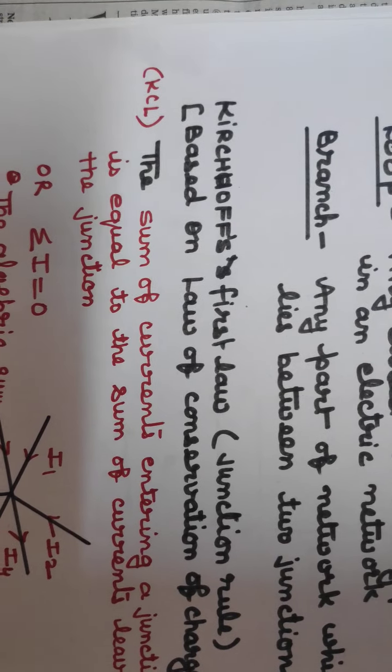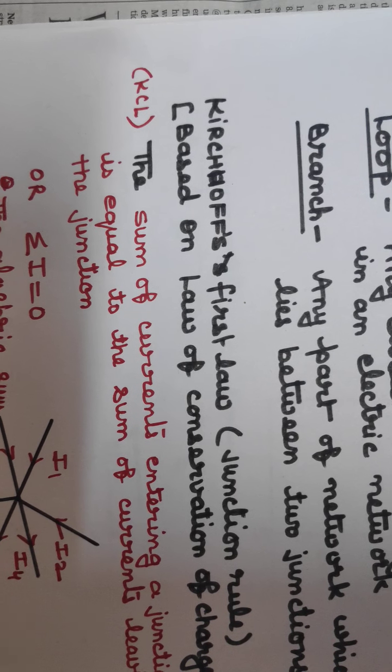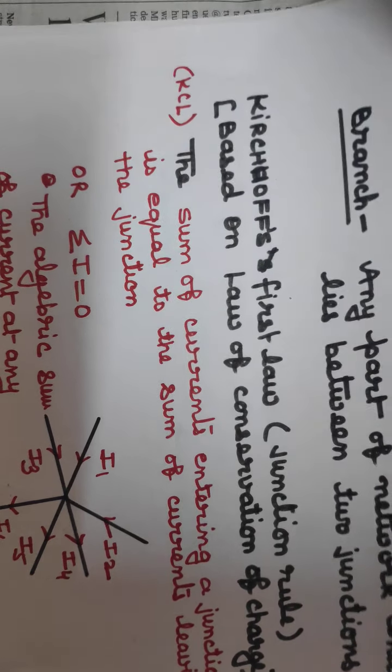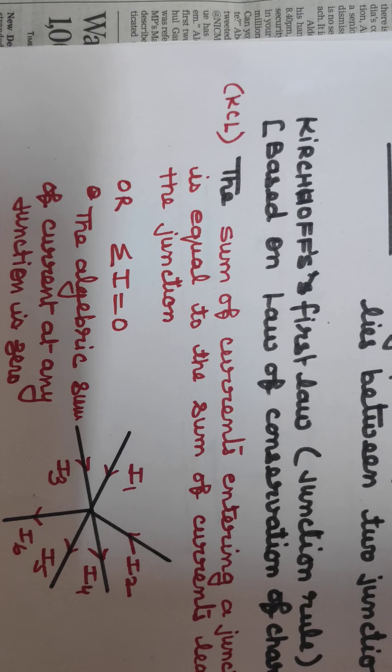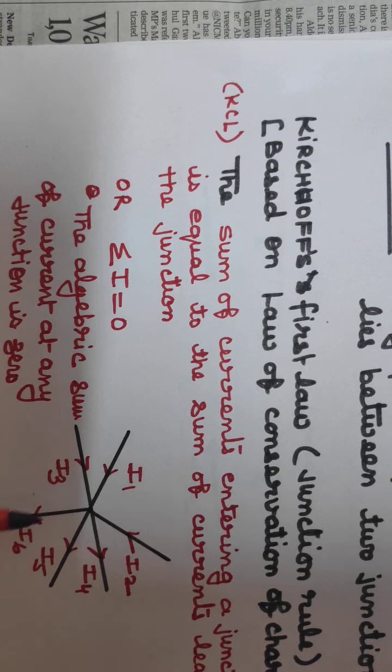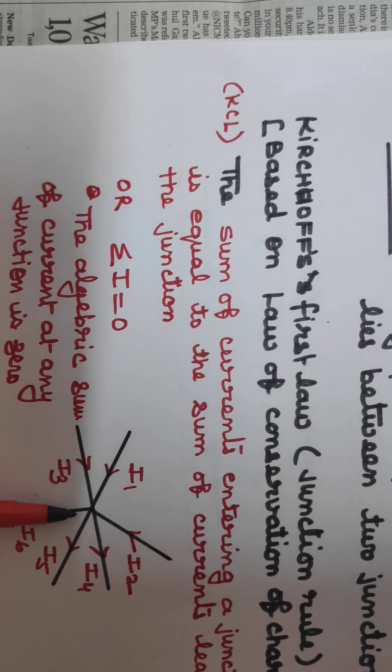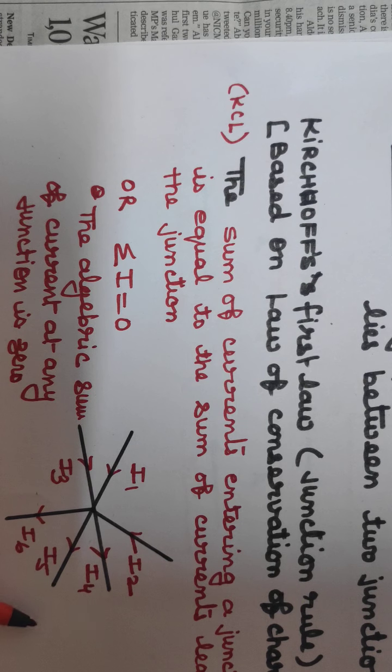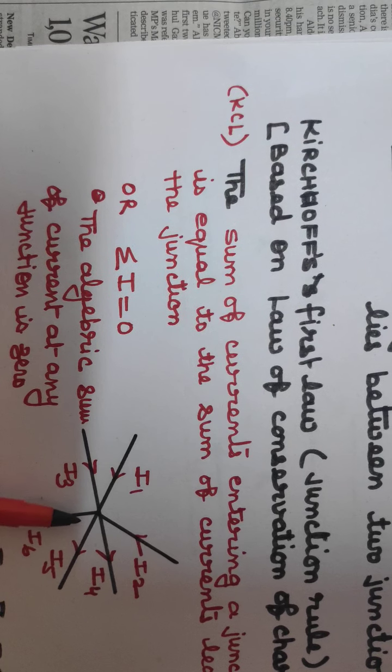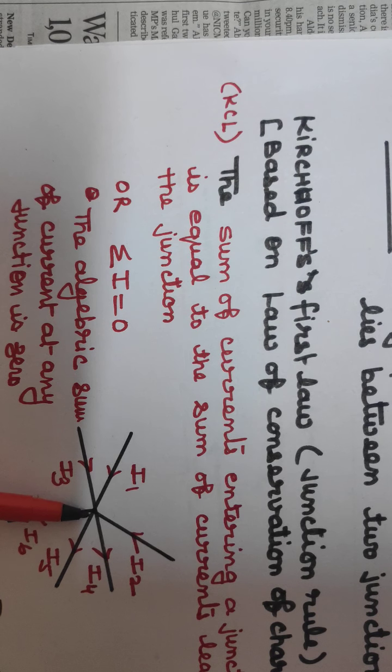Now Kirchhoff's first law, also called the junction rule. If a number of conductors are joined at a point, then at that point the sum of incoming current will be equal to the sum of outgoing current. There is no source of current at the junction and no collection of current at the junction. The current entering will be equal to the current leaving, or we can say the algebraic sum of current at any junction is 0.